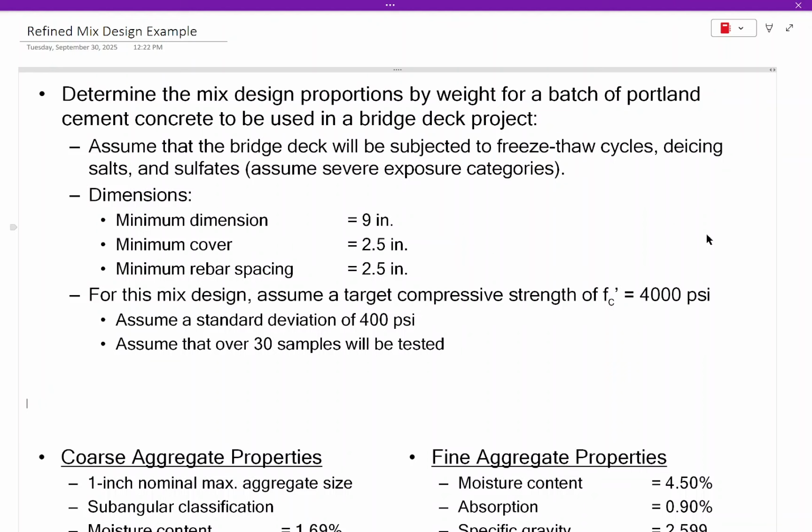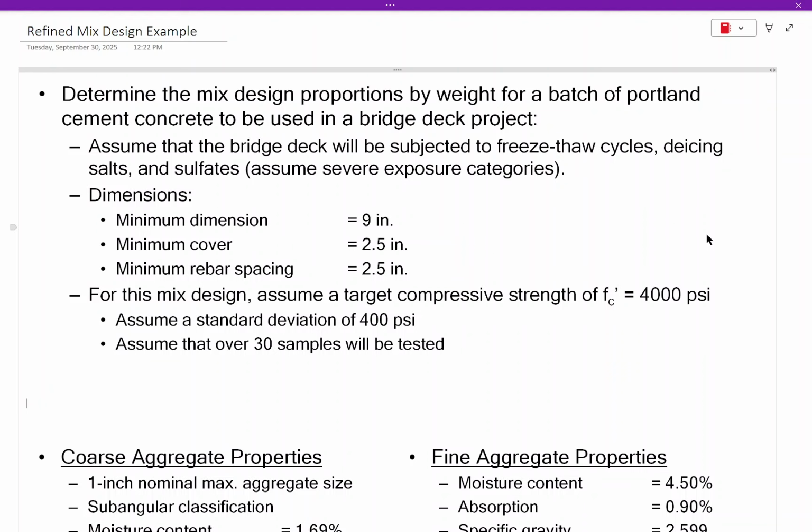Now, a couple factoids about this project that are going to be important for our proportioning. We're going to assume that the bridge deck will be subjected to freeze-thaw, de-icing salts, and sulfates. It's an exterior application, so it's going to be exposed to the elements. If it's, let's say around here, it's going to be subjected to freeze-thaw cycles, and we're going to put road salt on the bridge in February and all that jazz. Those exposure categories will become important when we start speccing things out throughout the mix design.